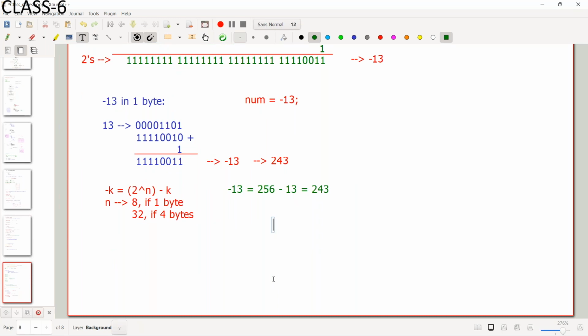Fine. Is this much clear for everyone here? Yes or no?